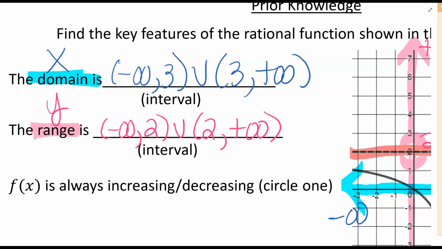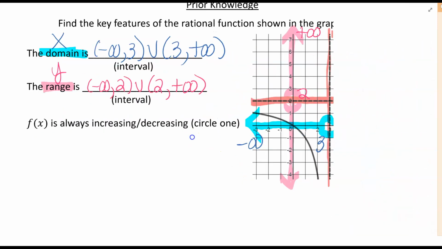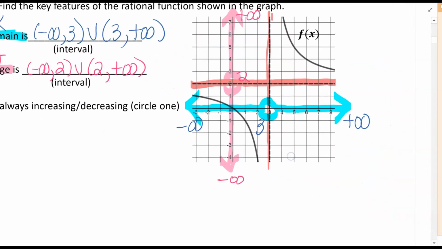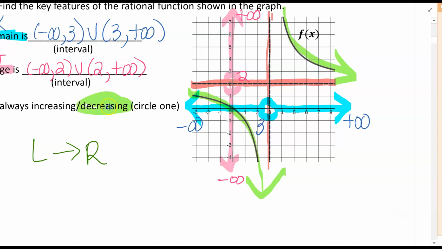Then it asks, is it increasing or decreasing? Circle one. If I look at the actual graph, going from left to right, I'm going to start here at the left side and go to the right. Which direction am I going? Downwards, right? And up here, same thing, from the left going to the right, I'm going downwards. So it's always decreasing.